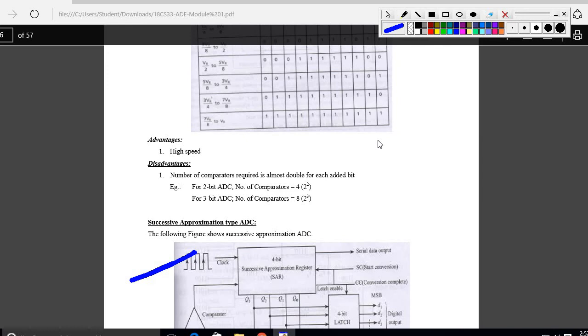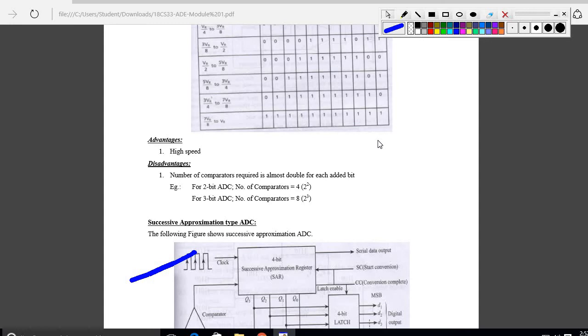And the disadvantage of using a 3-bit ADC is that the number of comparators required almost doubles with each added bit. So the comparators I am going to use in this almost double with each added bit. So when you add each single bit, the number of comparators should be doubled. That is the only disadvantage.